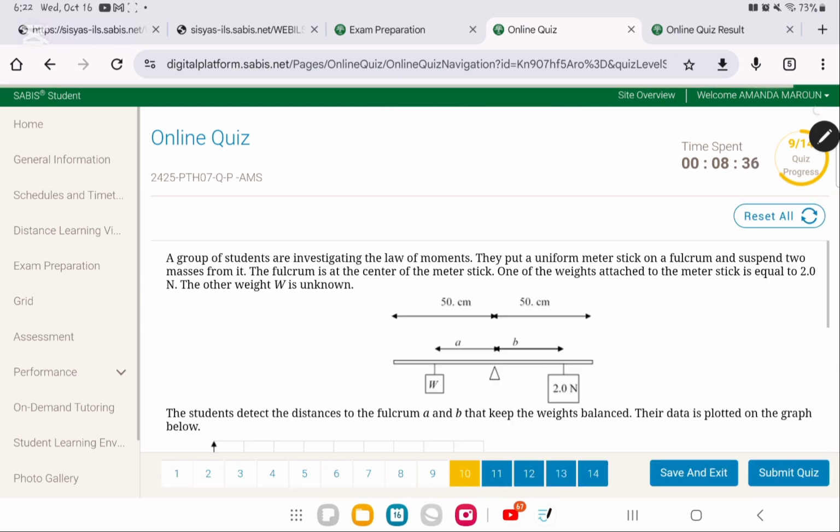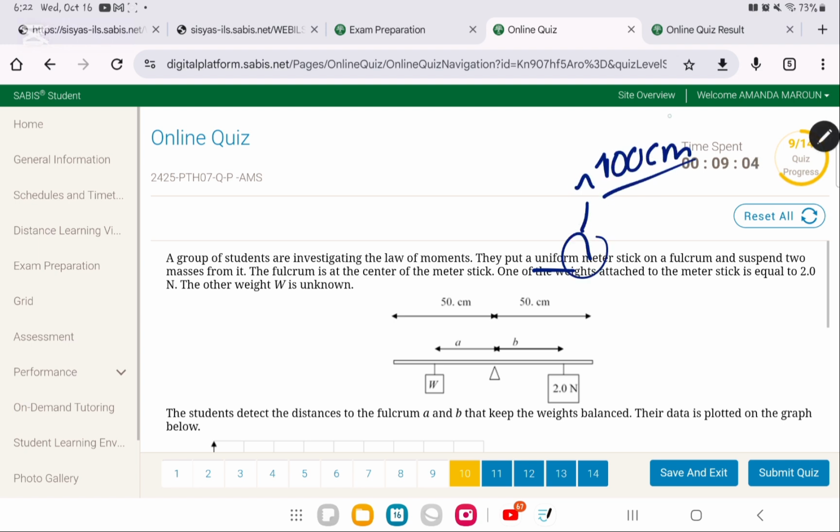So that's how we get 1000 newtons. Question number 10. A group of students are investigating the law of moments. They put a uniform. Uniform again means what? Means that the center of gravity is exactly in the middle. It is exactly at the center. Meter means it is 100 centimeters, or basically 1 meter.